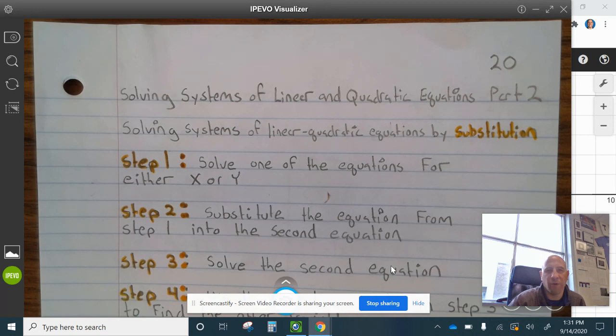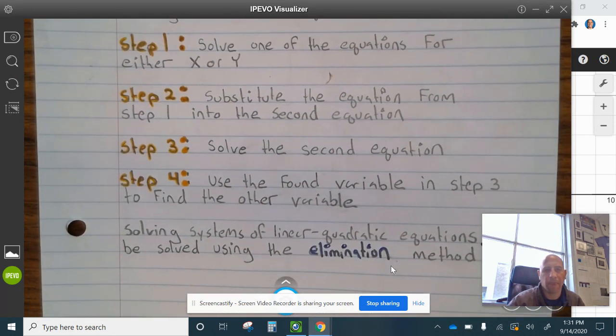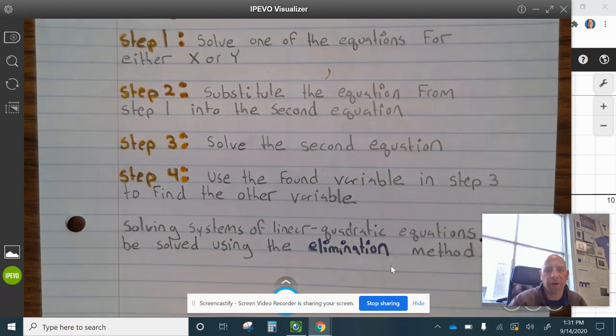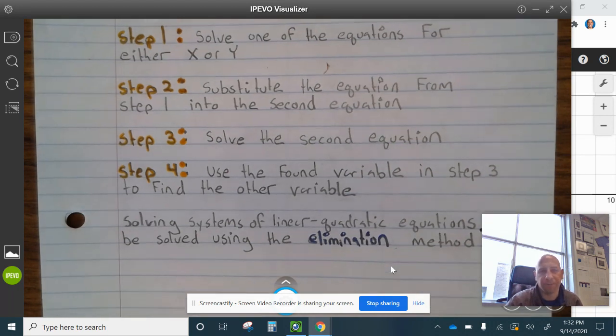Step 1. Solve one of the equations for either x or y. Step 2. Substitute the equation from step 1 into the second equation. Step 3. Solve the second equation. Step 4. Use the found variable in step 3 to find the other variable.